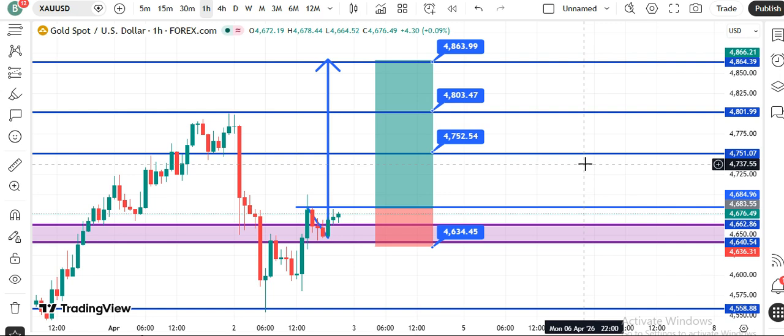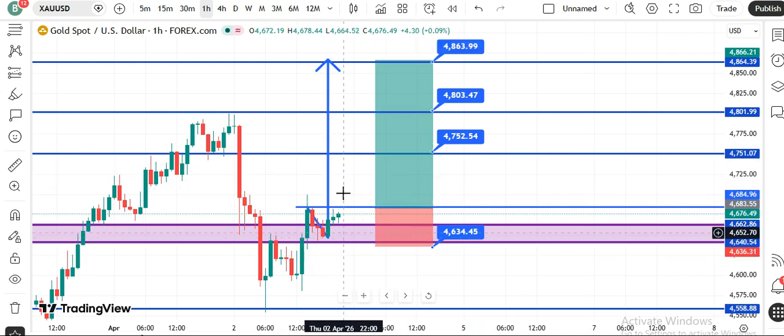So yeah, this is my full technical analysis on gold, XAUUSD, meaning buyers are in control. The market is currently giving us a buying opportunity, but there's no confirmation yet. So we're going to leave it over there for you. That's my full technical analysis on gold.